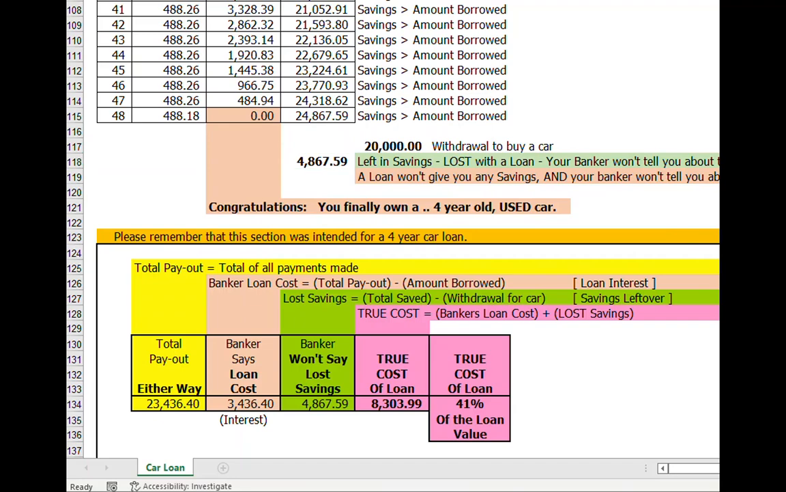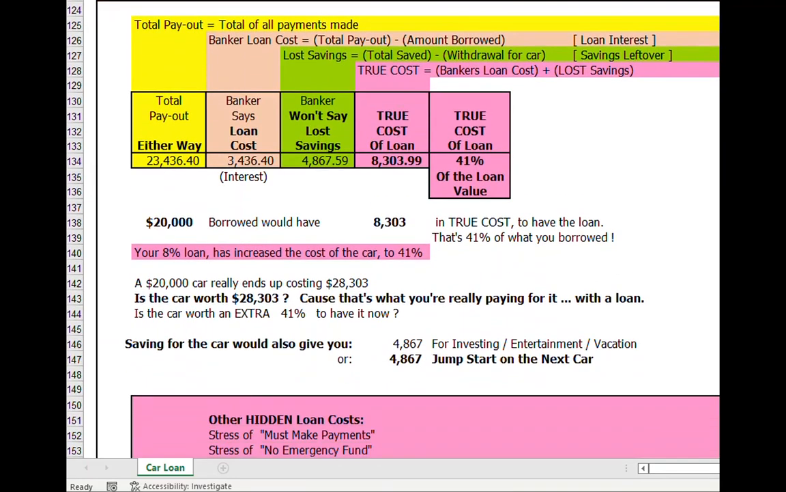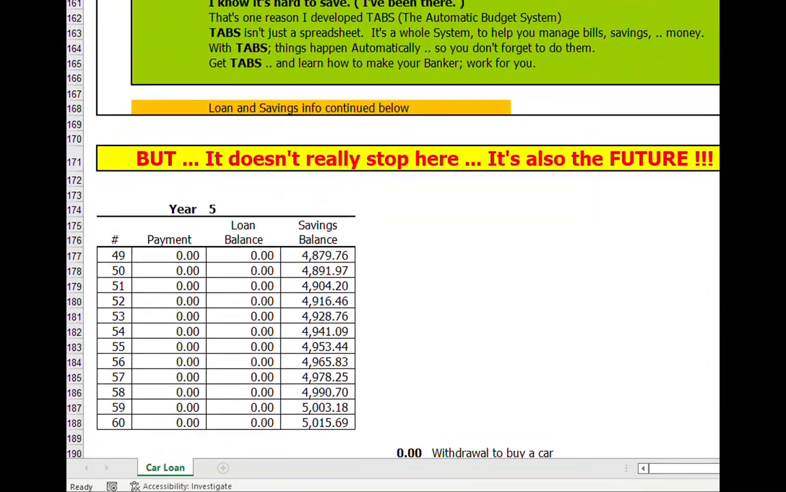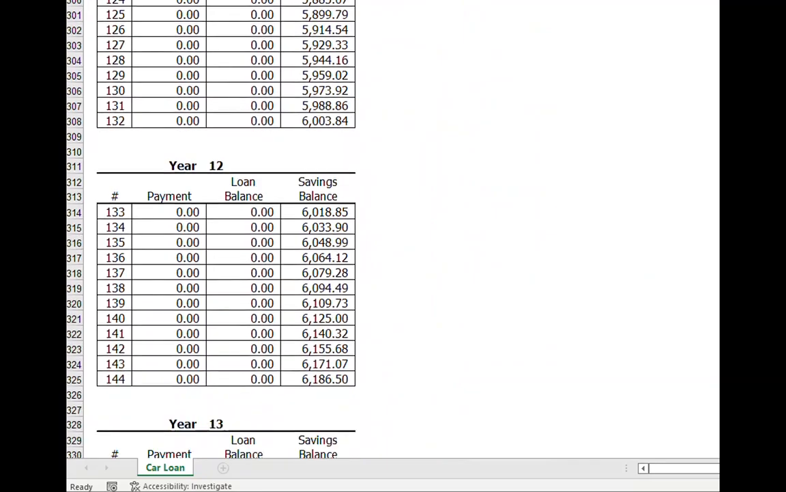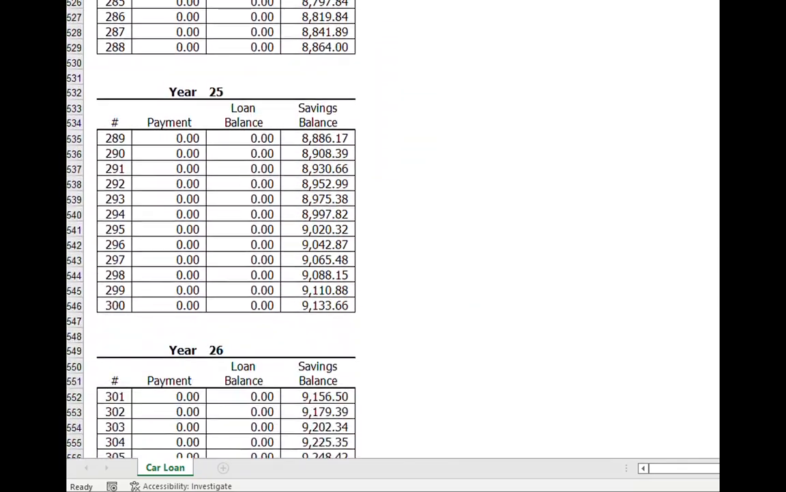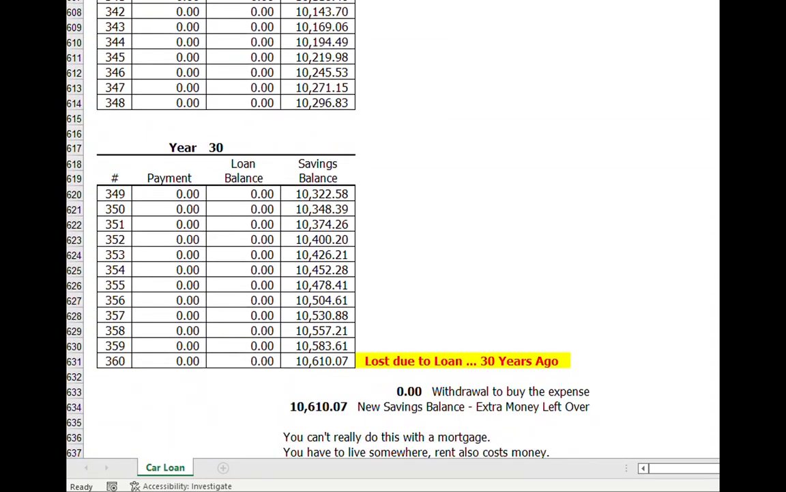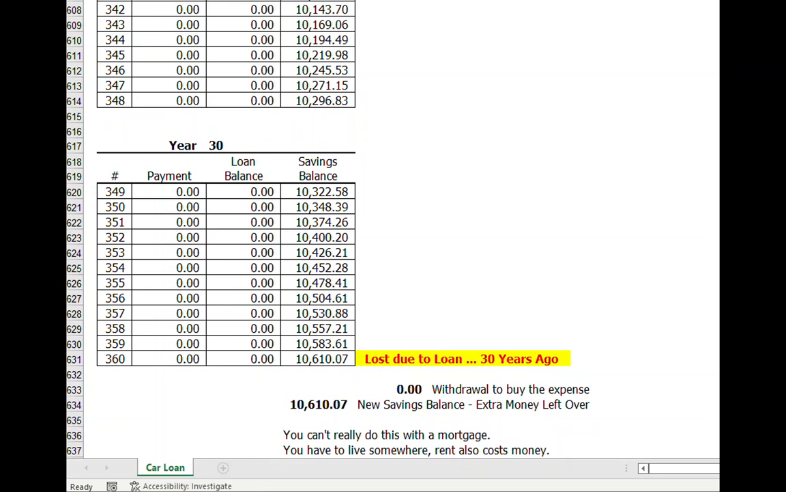But it really doesn't stop there. Going forward, year 5, year 6, that $4,800 could continue to grow. And at the end of 30 years, that's another $10,000 that you won't have because you got the loan today. I know that's not really worth thinking about at this point, but those first 4 years certainly are worth your time to review. So let's go back.